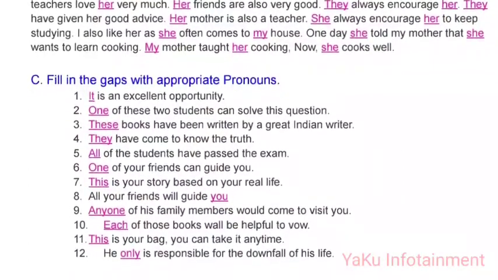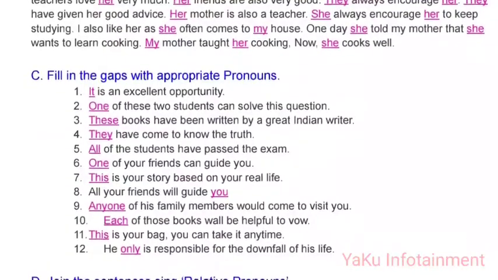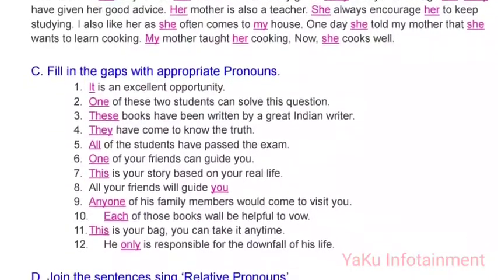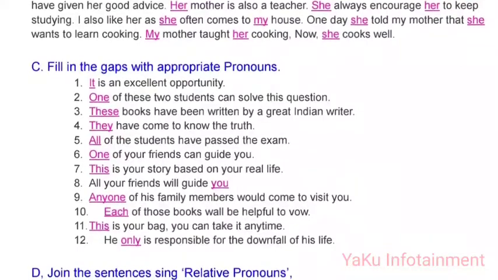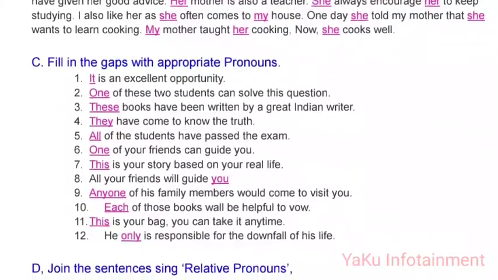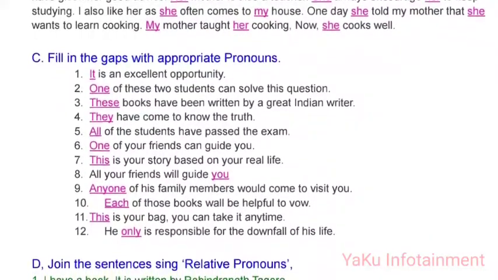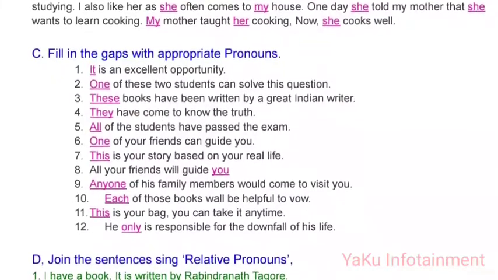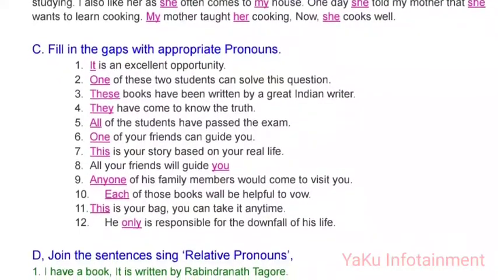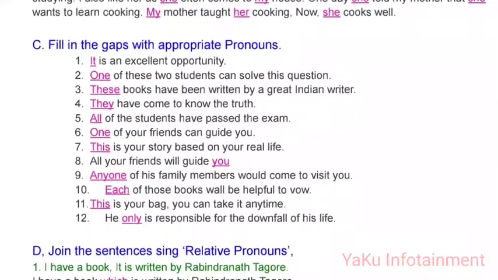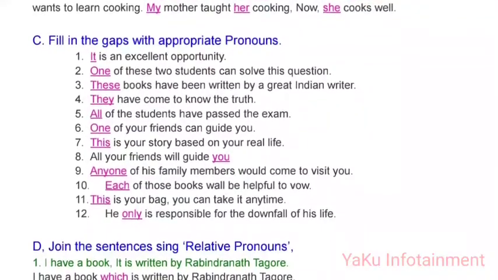All your friends will guide you. Anyone of his family members would come to visit you. Each of those books will be helpful to you. This is your bag, you can take it anytime. He only is responsible for the downfall of his life. D. Join the sentences using relative pronouns.